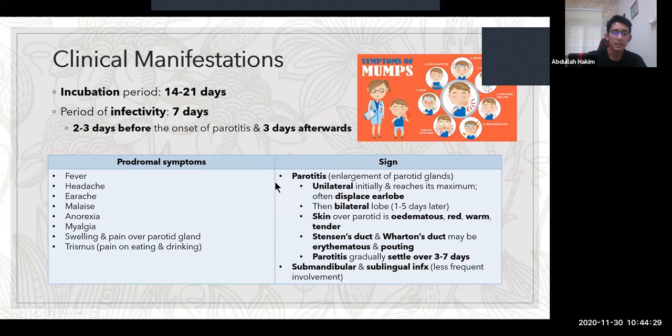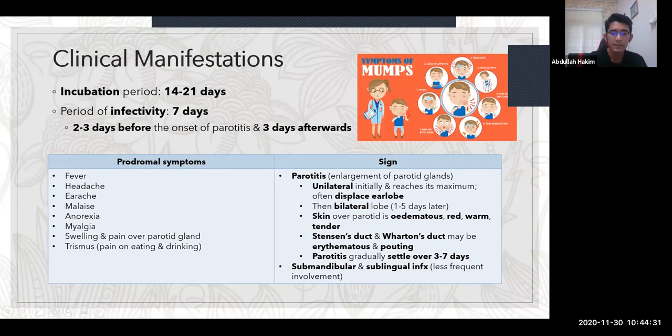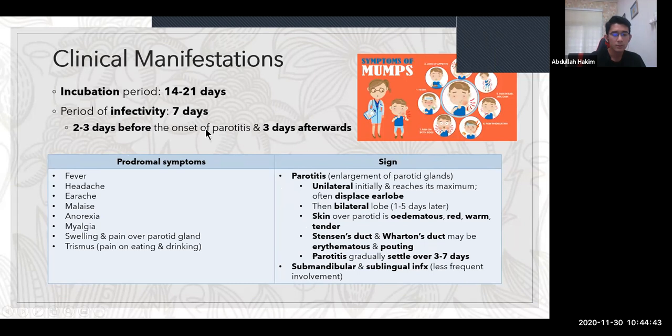Okay, so the incubation period of this virus is 14 to 21 days. The period of infectivity of this virus is usually 7 days. It can be divided into 2 to 3 days before the onset of the parotitis, the enlargement of the parotid glands, and also 3 days afterward, the onset of parotitis.